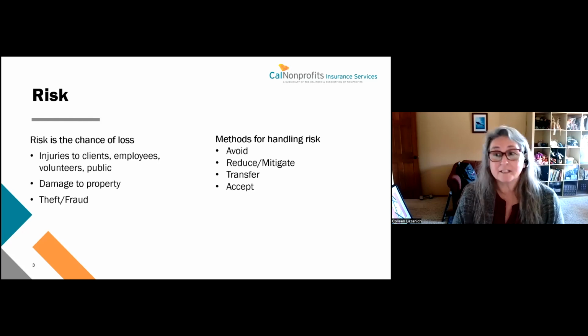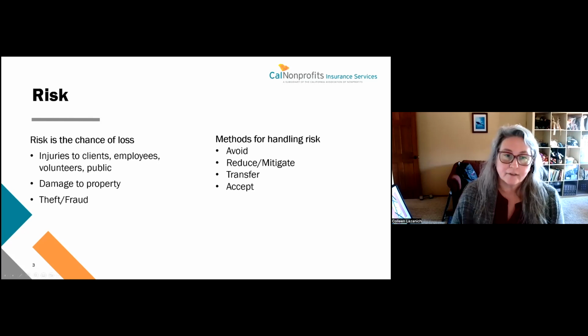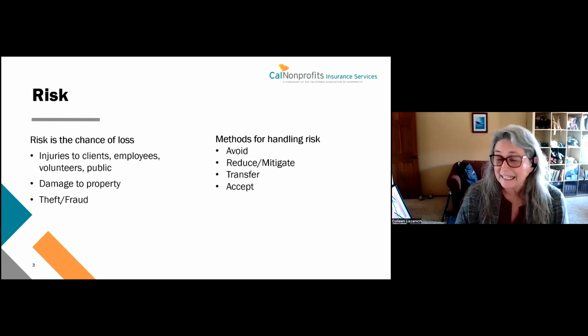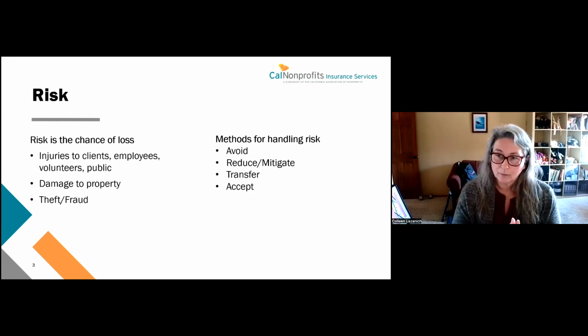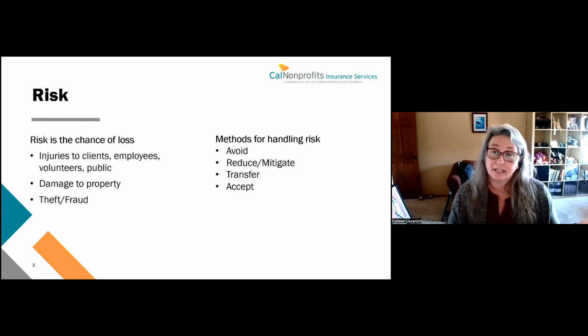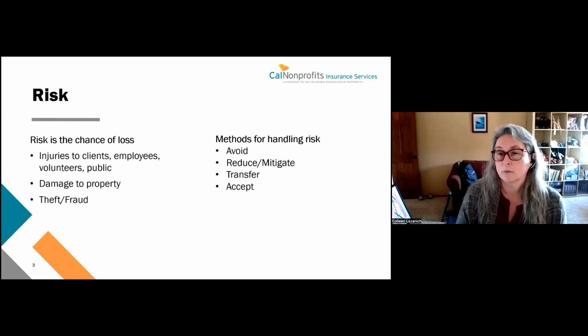There are a lot of methods for handling risk. One of them is to just avoid it. We're not going to do this thing because the risk is too severe. The risk to the organization, the risk to the people, the risk to our reputation. There are all kinds of things that can cause that. The methods for handling risk also include reducing or mitigating it. So we're going to take this action to reduce the chances of or reduce the severity of a potential injury or potential damage. The other way is to transfer it through contracts, through an insurance policy, which is a contract.